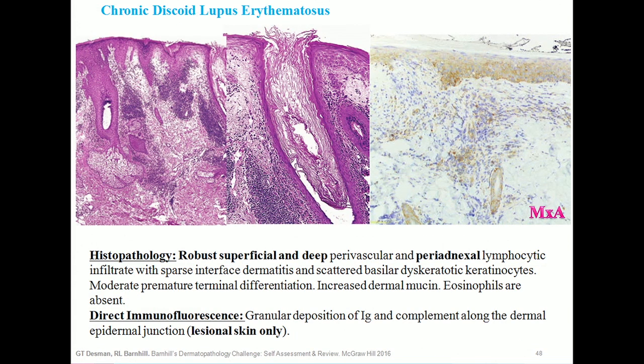Chronic discoid lupus is a very robust superficial and deep, perivascular and periadnexal inflammatory infiltrate with interface dermatitis. Typically, you'll have follicular plugging as well. DIF, you'll have a positive lupus band test in lesional skin only. And this is basically immunostaining here for MxA, which, remember, MxA is a marker for type 1 interferons.